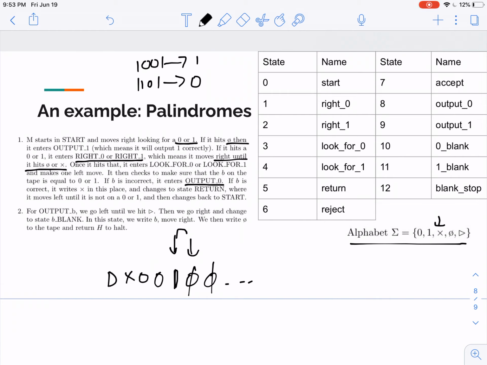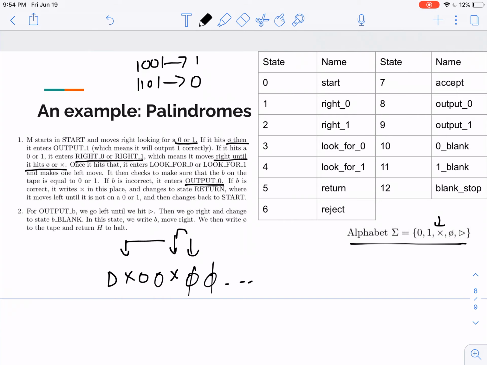And if it is correct, instead it'll erase this, write an X in its place, and then change to state return. And return is just going to move left until it hits something that's not a 0 or 1. So in this case, it would go here until it gets to this, and it's going to then change back to the start state.